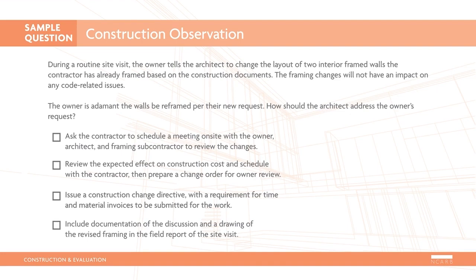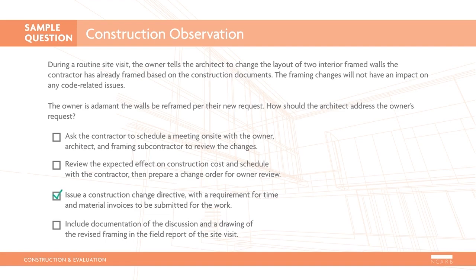Ask the contractor to schedule a meeting on site with the owner, architect, and framing subcontractor to review the changes. Review the expected effect on construction cost and schedule with the contractor, then prepare a change order for the owner review. Issue a construction change directive with a requirement for time and material invoices to be submitted for work. Include documentation of the discussion and a drawing of the revised framing in the field report of the site visit.